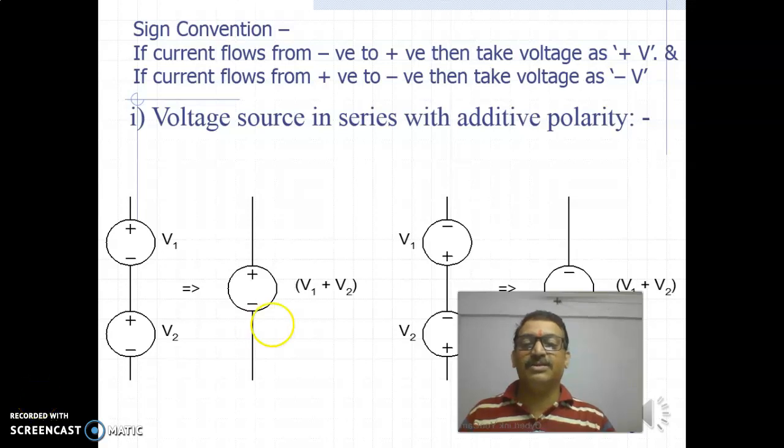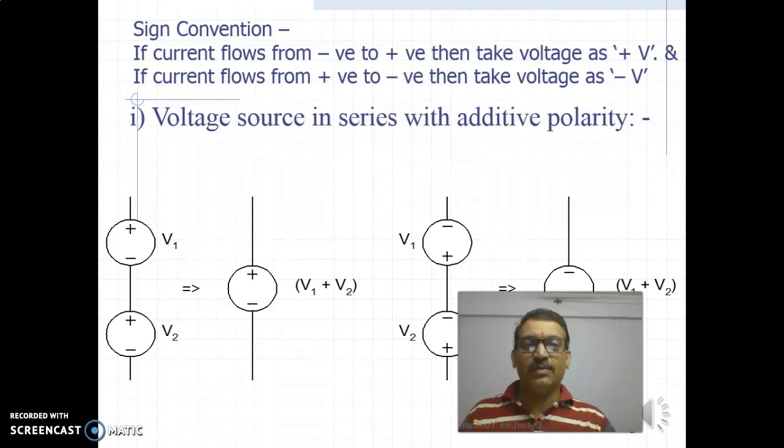Yes, good morning friends. Here we are going to do the revision of voltage source and current source connections. Voltage sources are always connected in series and current sources are connected in parallel. There are two cases for voltage source and current source.